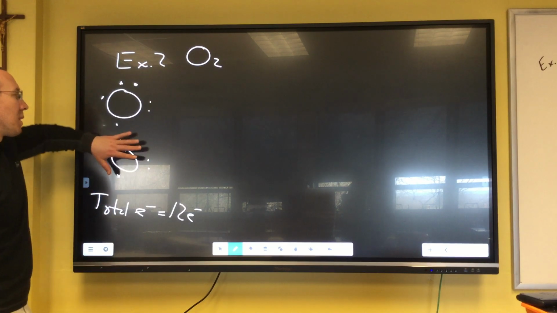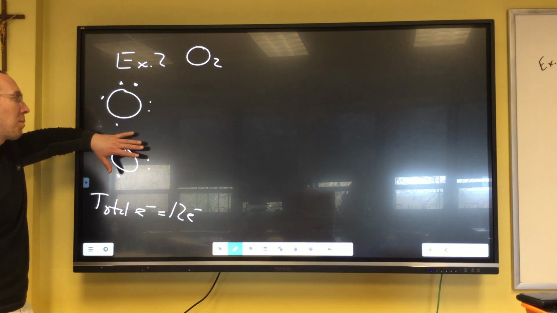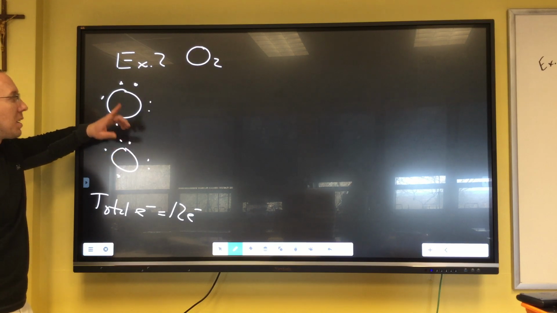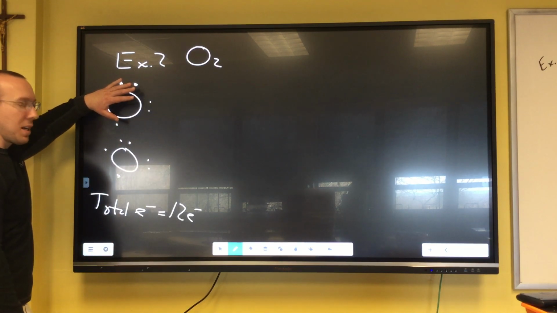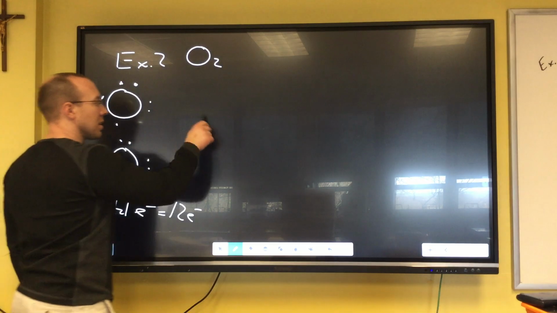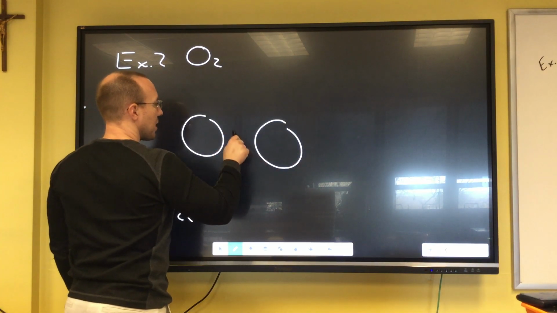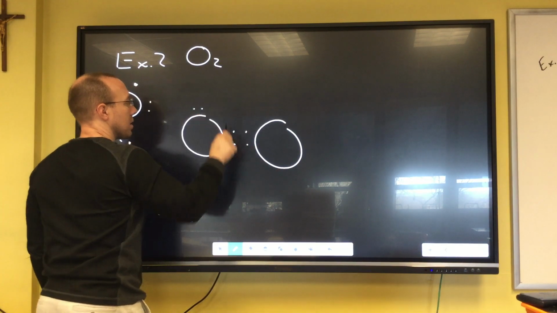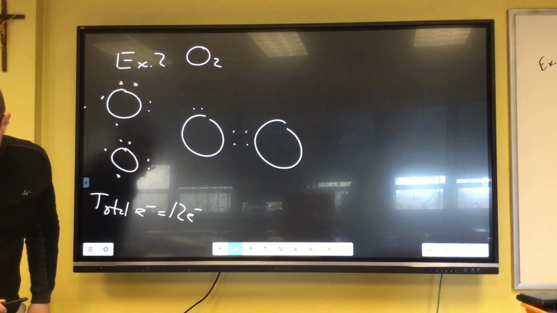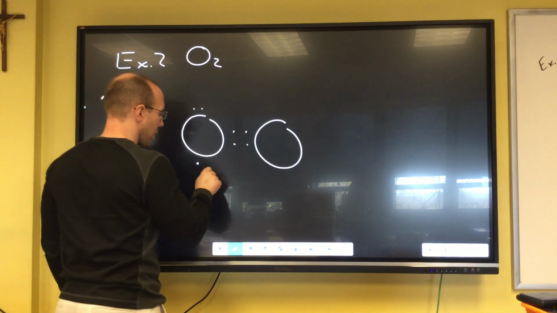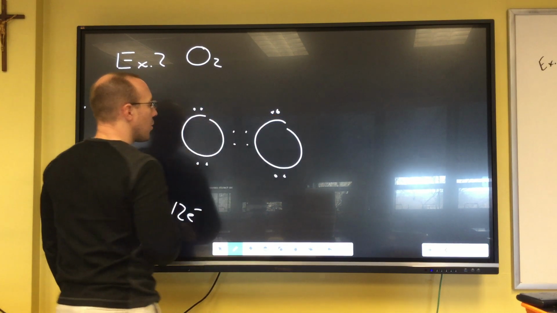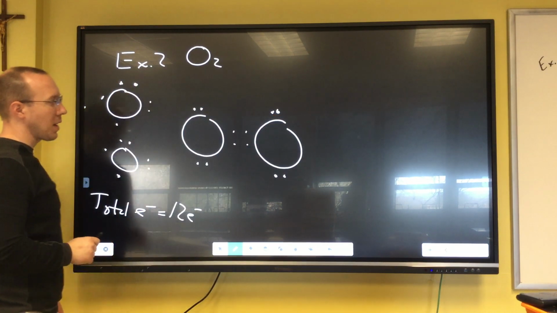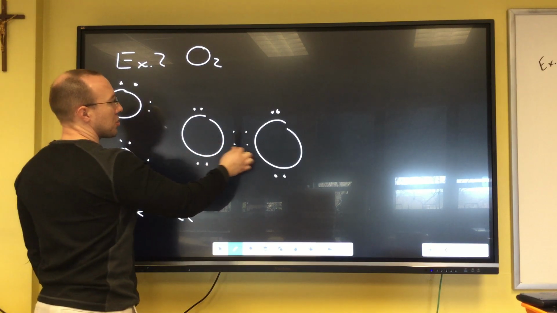So question, this says 6. We need 8 for it to be stable. So how many electrons do we need? We need 2. If you notice, this one needs 2 to make 8. This one also needs 2 to make 8. So when we put them together, we have two bonds here that form. So each one of these is sharing both of these.